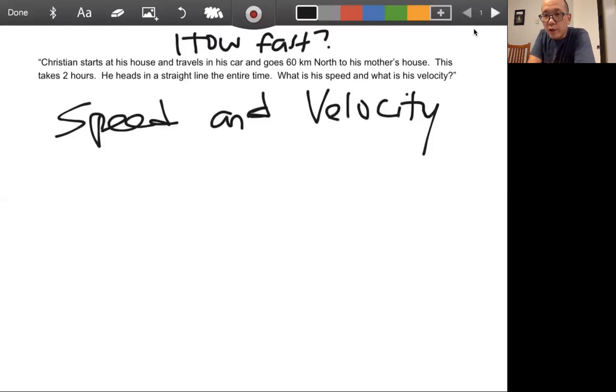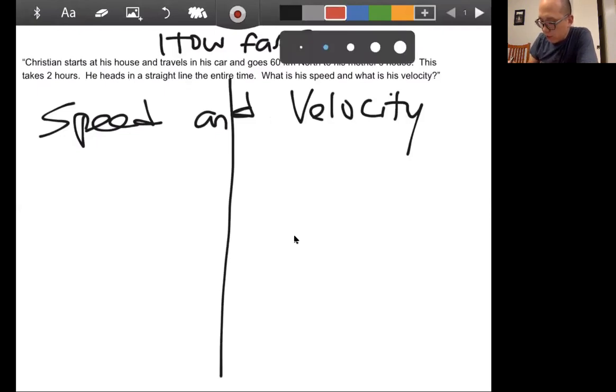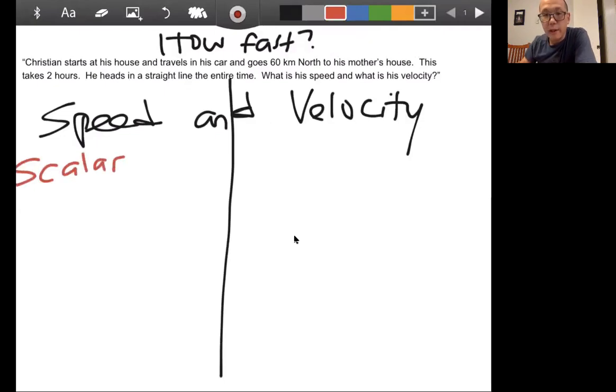Okay, so in order to do this, we have to understand how to calculate speed and velocity. There's going to be formulas in order to calculate both of these rates. So why don't we get right into it? What would be the difference between the two of these? All right, so I'm going to put a little line here that separates them. So for speed, speed is going to be a scalar quantity. And then that makes velocity, what's the opposite of scalar, a vector quantity.